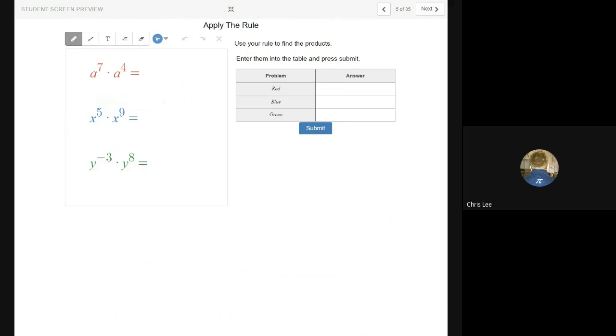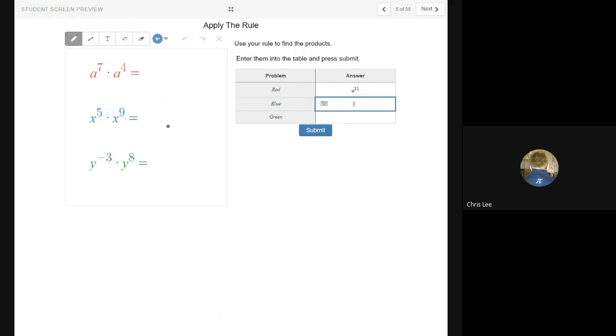What am I going to do to the exponents? Add them. And so what do we think the answer is? For the red expression, if we're adding the exponents, a to the power of 11. So let's all get to slide 5. Red problem. You're taking the same base, you're multiplying them, so you're adding the exponents. So 7 and 4 is 11.